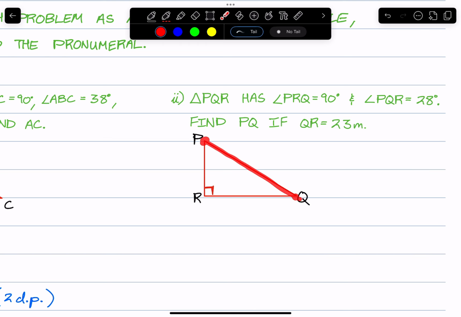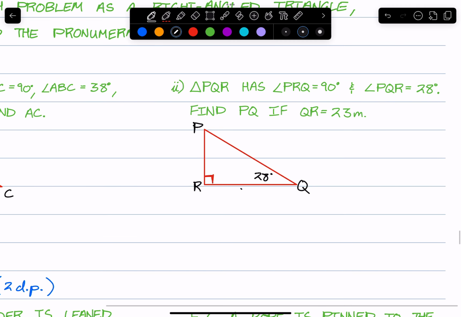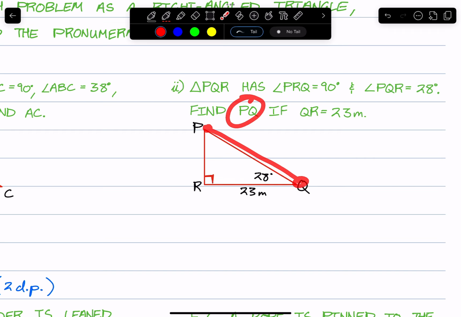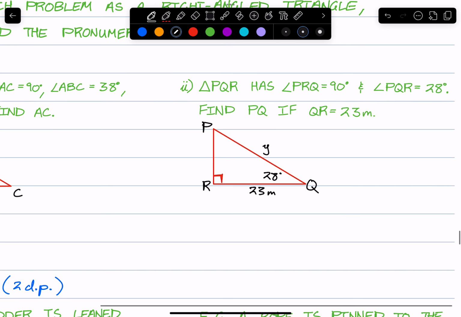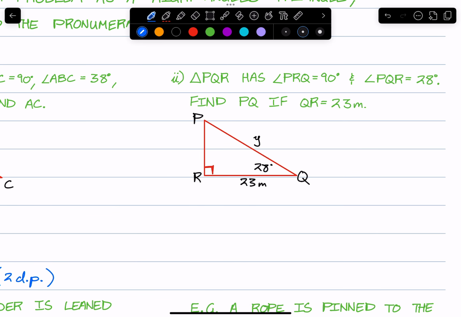So for PQR, that angle is 28. Now it says find PQ if QR is 23. So QR is 23. Let's write that as 23. That's in meters. And it's telling us to find PQ. So we are finding this length here. Let's label that Y. It doesn't have to be X and Y, but for the first I used X, and now we're going to be using letter Y.